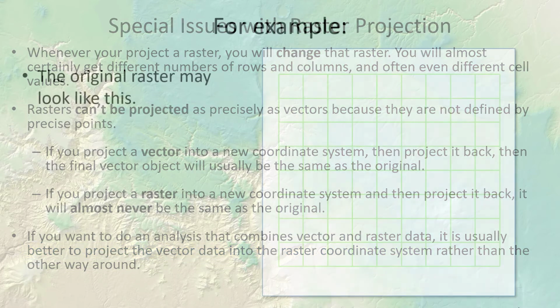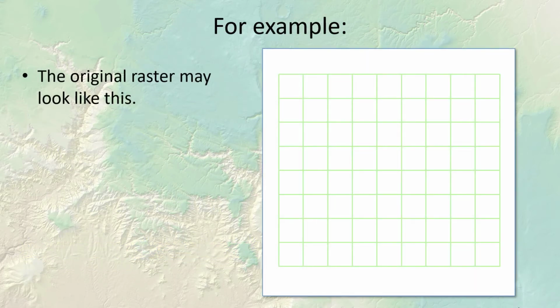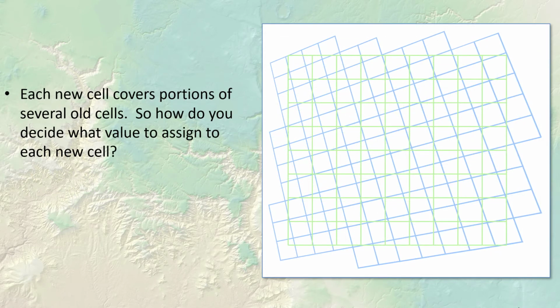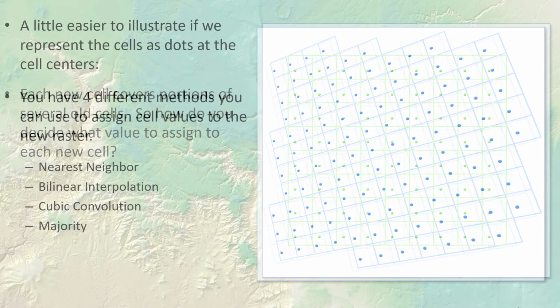All right, so let's understand this issue a little bit. So here's your raster. Here's a bunch of rows and columns. When you project it, the new raster will still be a bunch of rows and columns, but they will be moved. They'll be rotated a little bit. The sizes will be shifted around. The question becomes, how do you transfer the data from the original raster to this new raster that is a whole new set of rows and columns? Each new cell from the new raster covers parts of several old cells. So, how do you transfer the value?